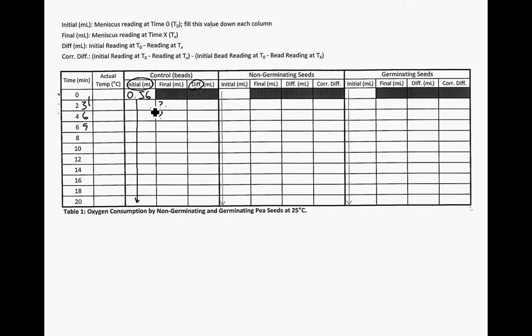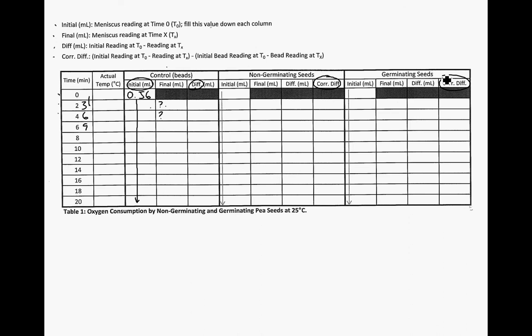So if you come up to the top here, the initial is the meniscus reading at time 0. Fill this value in down each column. Number 2, the final is the meniscus reading at time x. The difference is the initial reading here minus the final. And then this corrected difference. Now you notice that here in the control, you don't have any seeds. This is just beads. The corrected difference doesn't come into play until over here and over here.